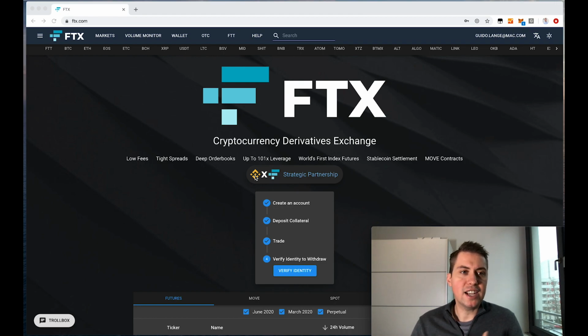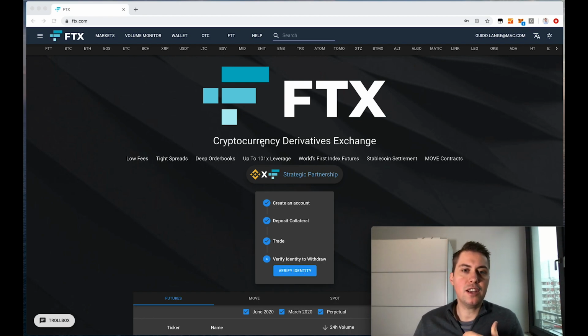Once you have an account, you can start trading immediately. In order to open your account, you don't really need to verify your identity. You only need to verify your identity if you want to withdraw more than 1,000 USD per day, or the cryptocurrency equivalent of 1,000 USD per day. If not, you can just trade by giving them your email address and setting up a password. So you don't need to upload your ID or passport.